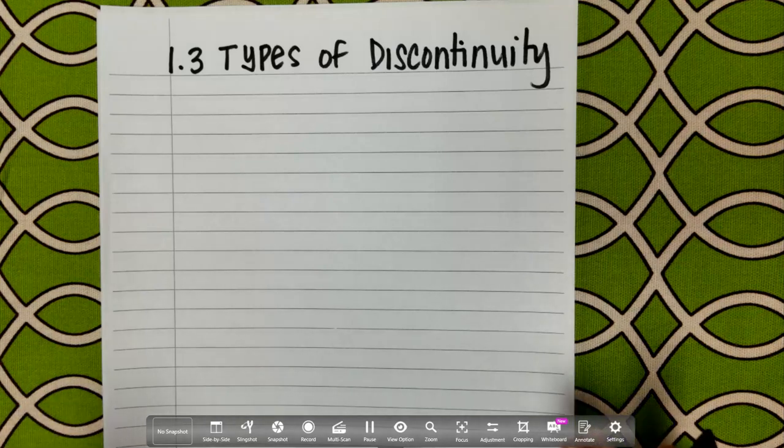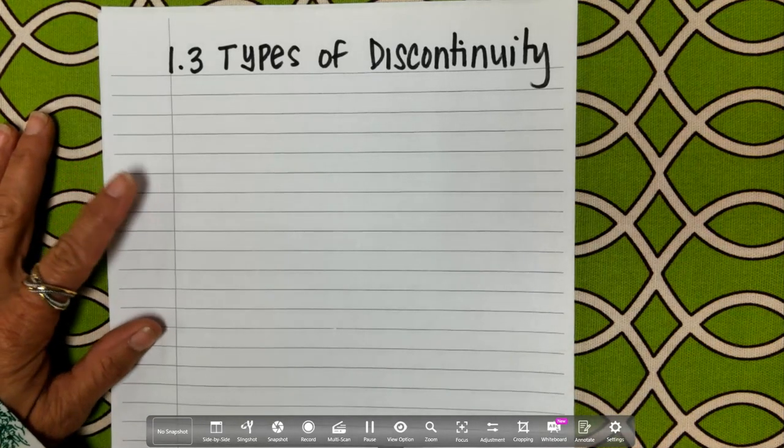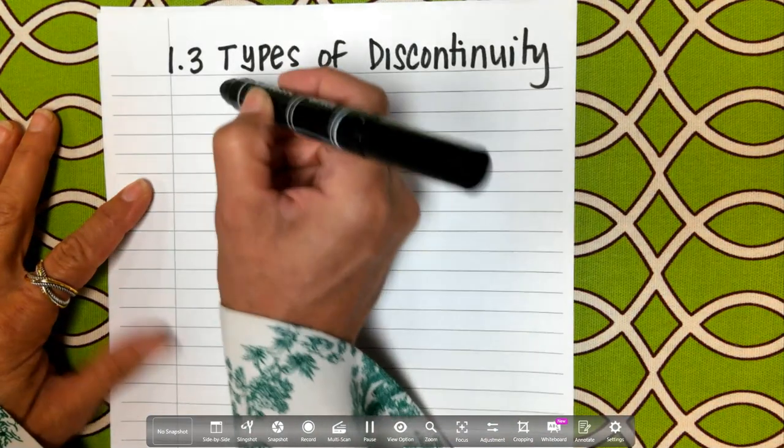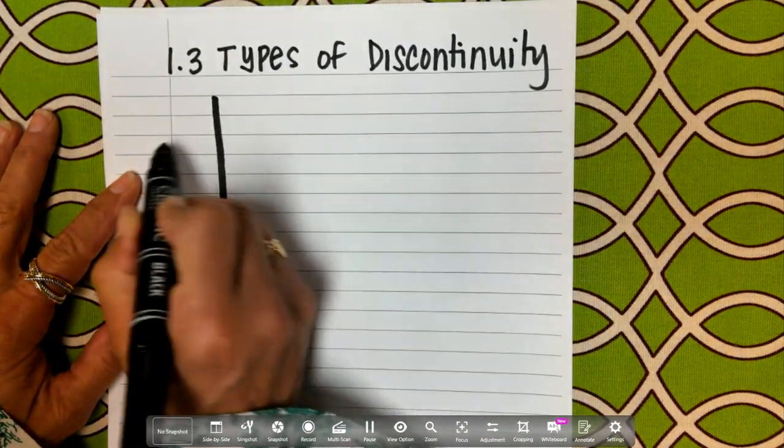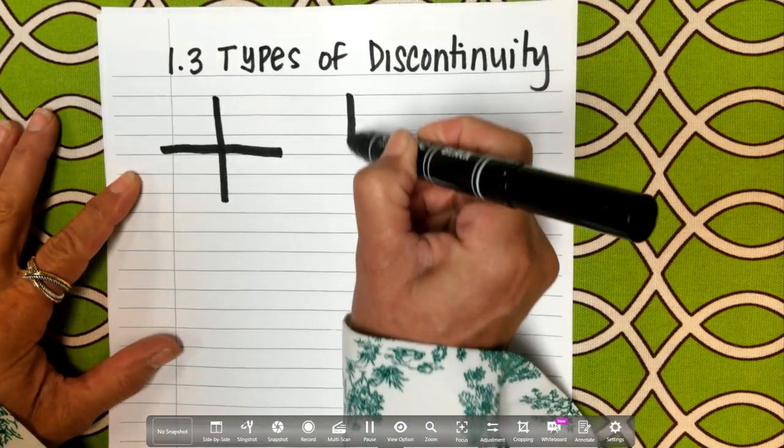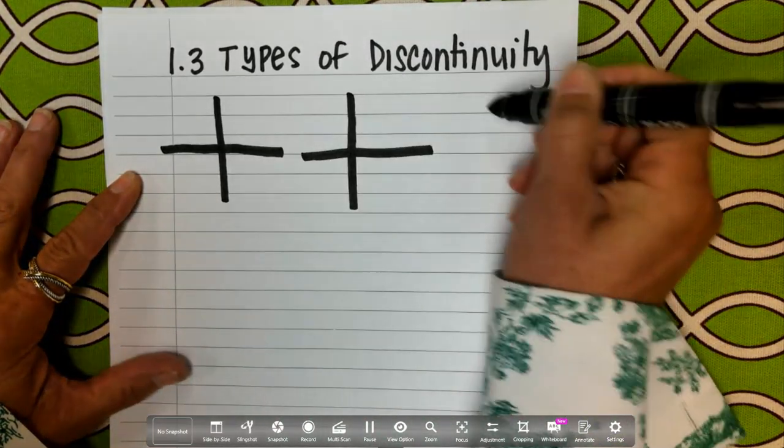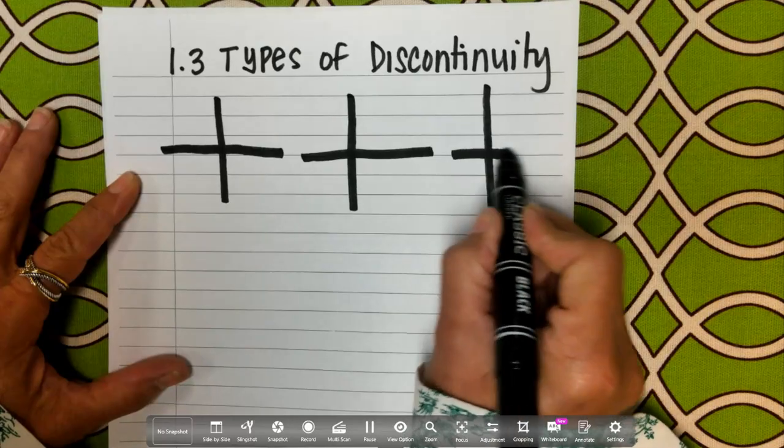1.3 is going to have two parts. Part 1 is going to be types of discontinuity. So we are going to have 3 types of discontinuity. I am going to show them right here. So just draw some simple graphs.